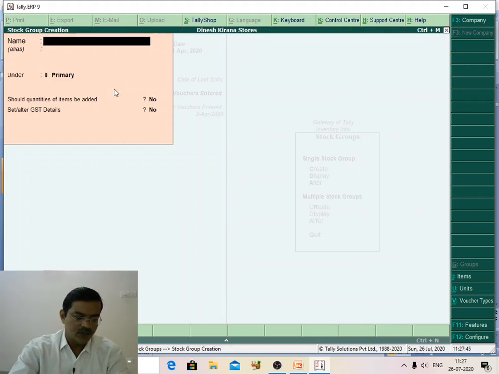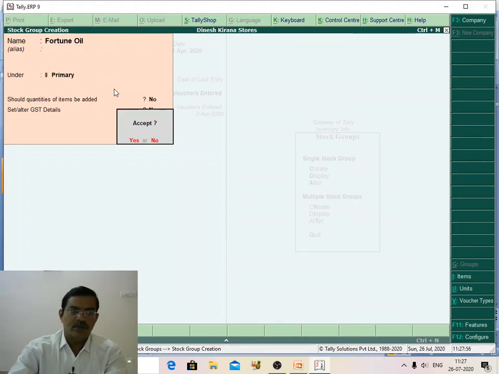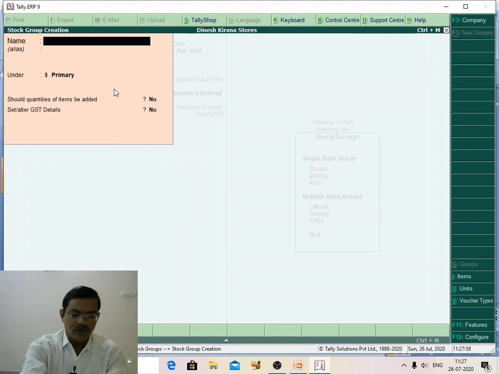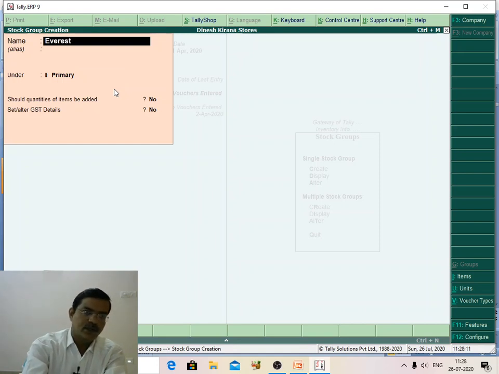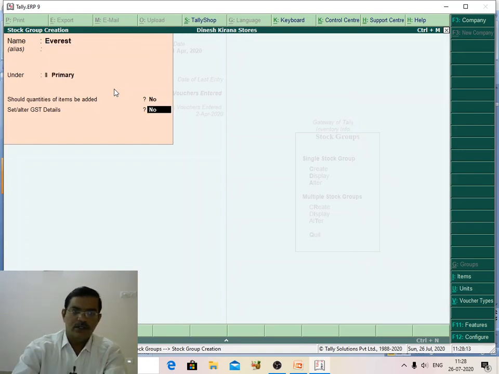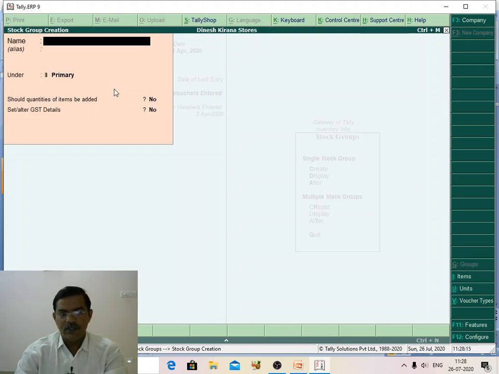And third I am going to create one more, Fortune Oil. It is also under primary only. After that, I am going to create Sunfeast. It is also primary only. And I am going to create one more, Everest. It is also primary. Like this, I created the stock groups.